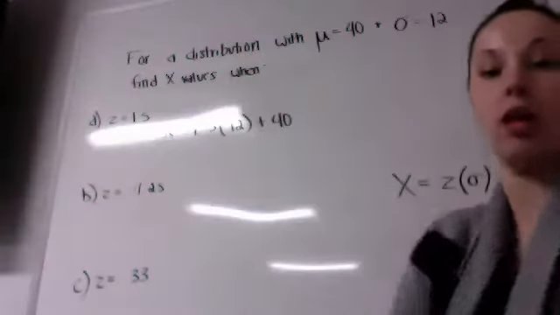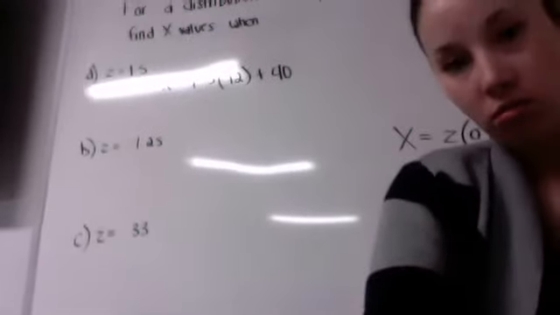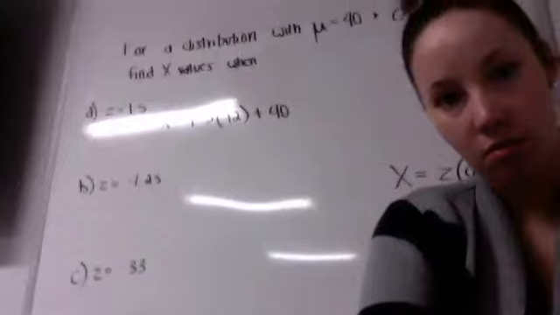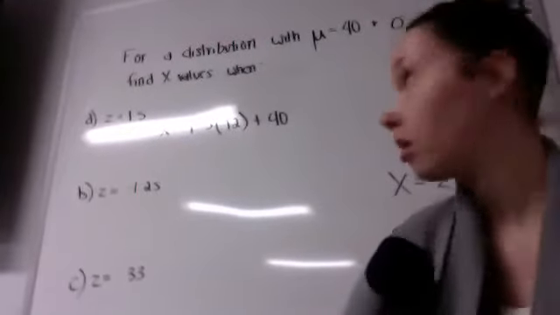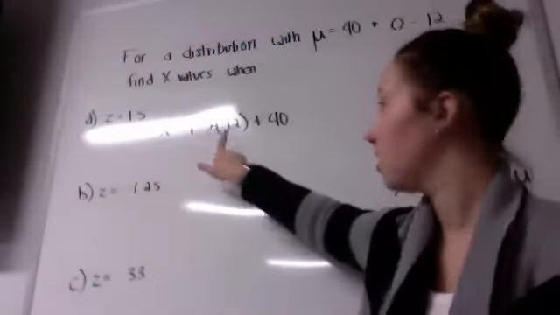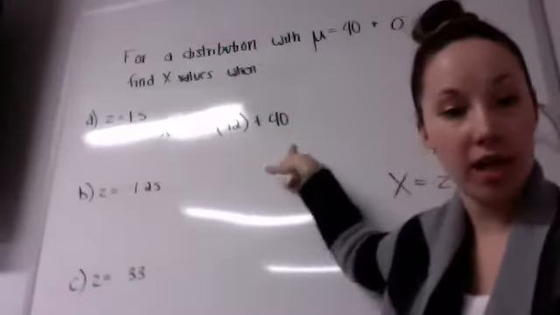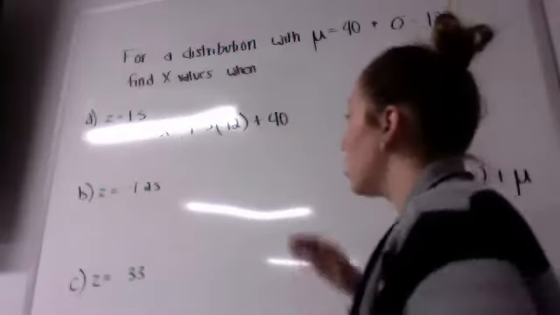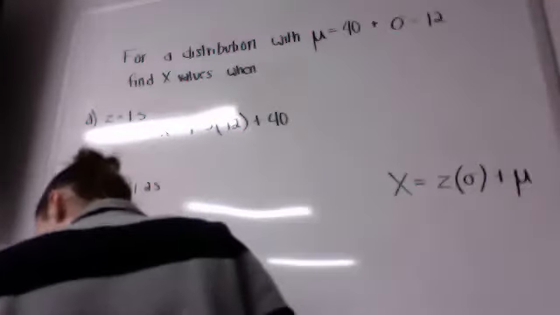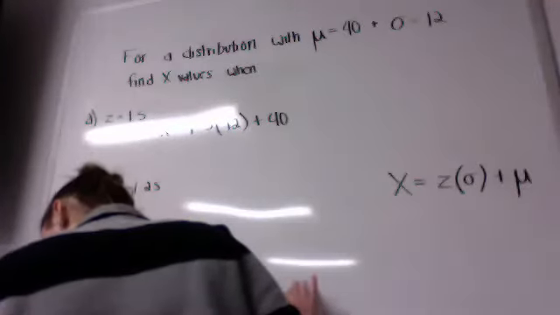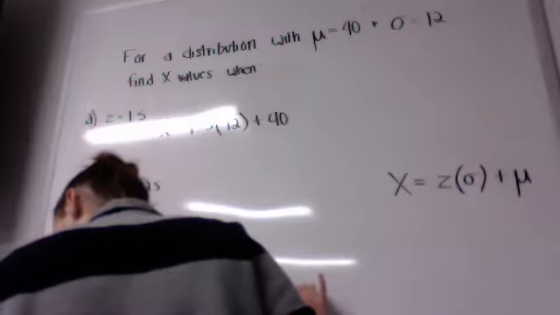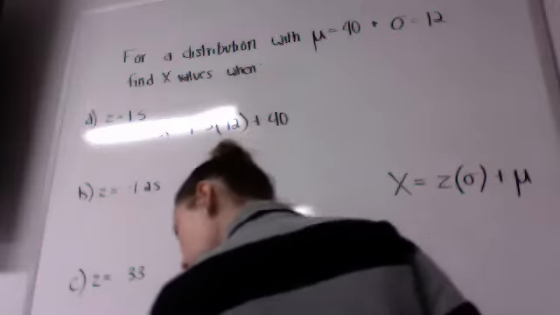There might be a bit of a glare there. So this says 1.5 times 12 plus 40, in case it's hard to read. So you go ahead and you do that multiplication there, and the final answer comes out to be 58.